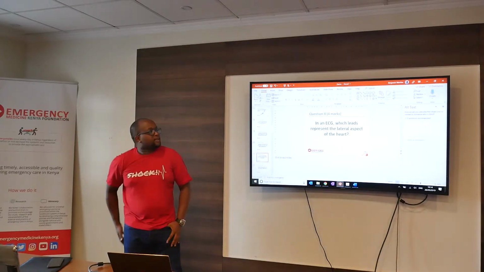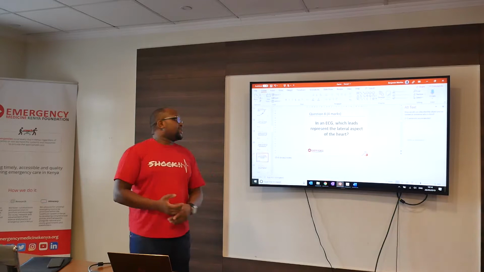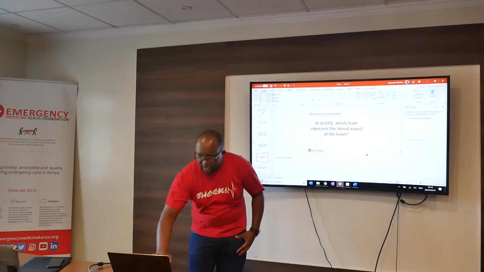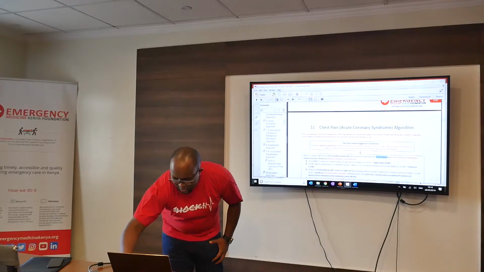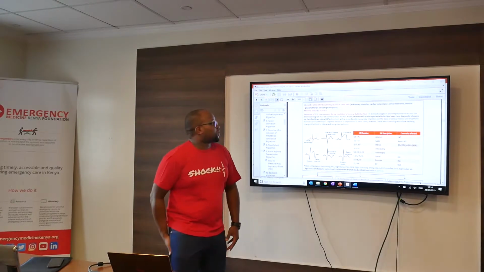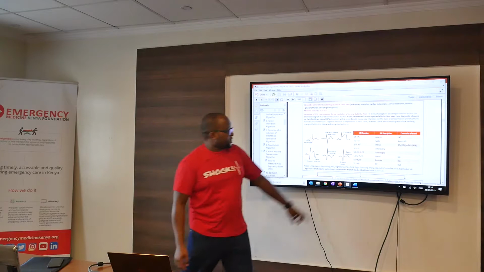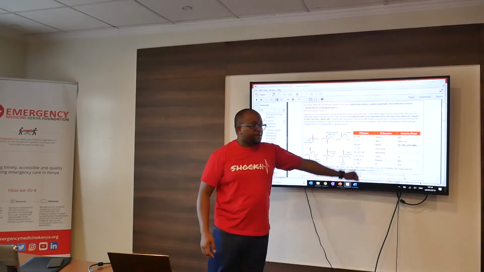Question 8. In an ECG, which leads represent the lateral aspect of the heart? That's very easy. I'm sure you all got that one. This one is what you're familiar with. So the lateral aspect of the heart is lead 1, AVL, V5, V6.